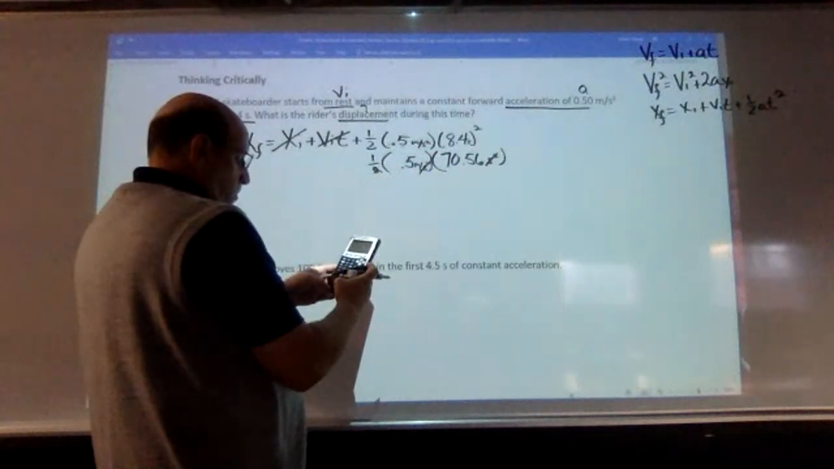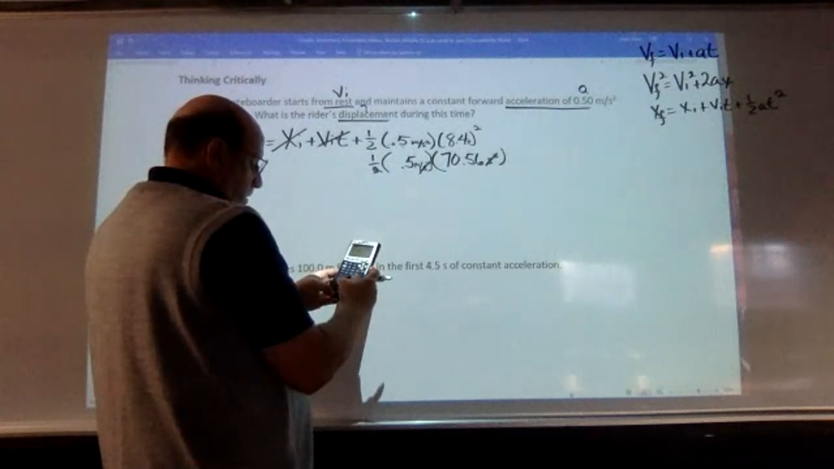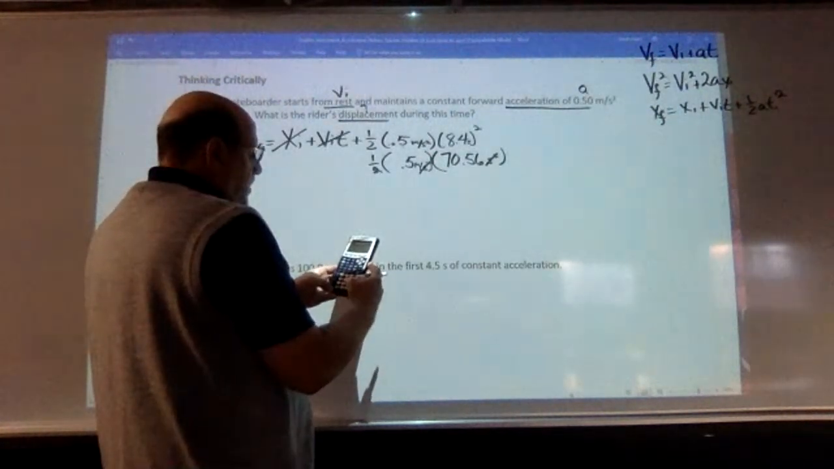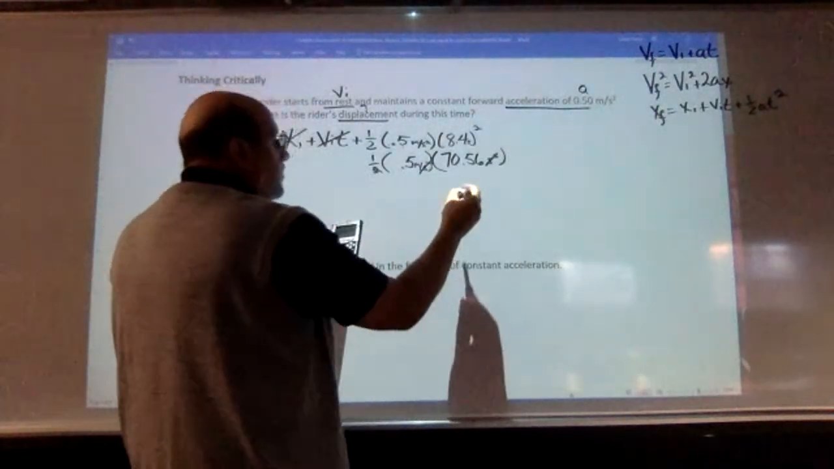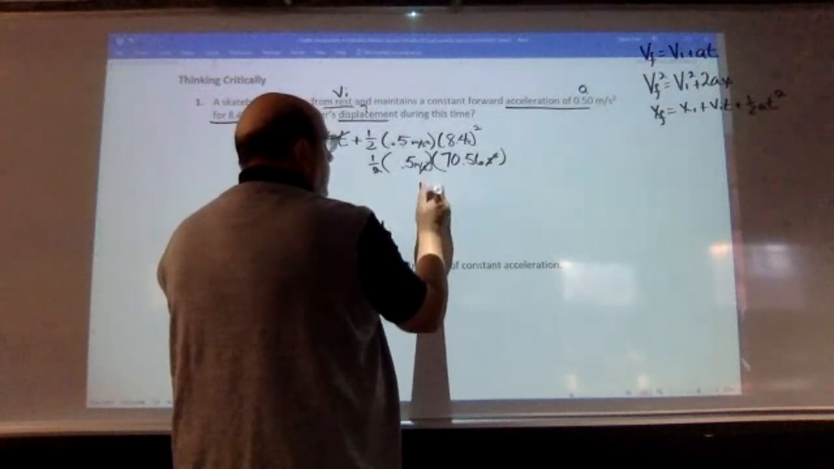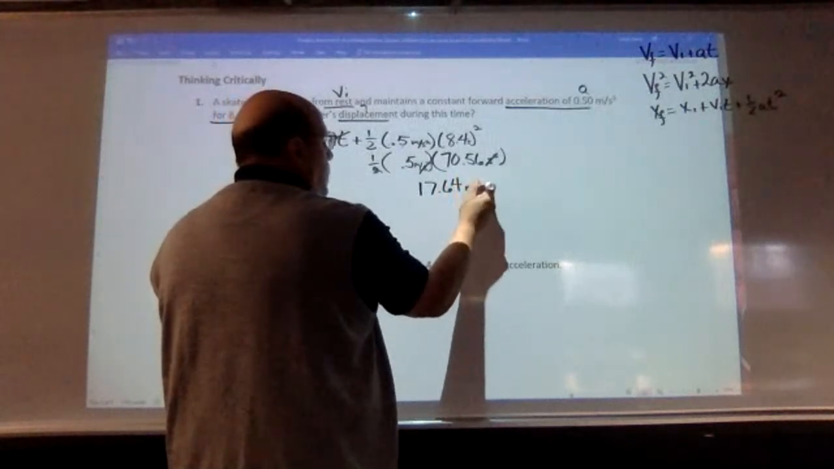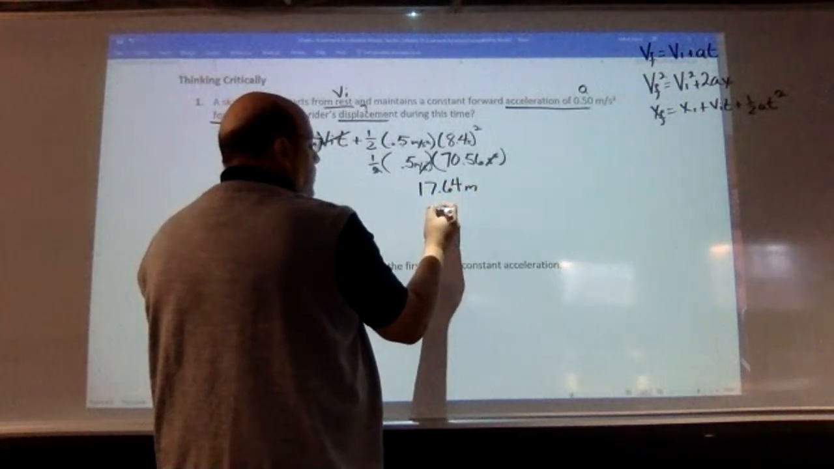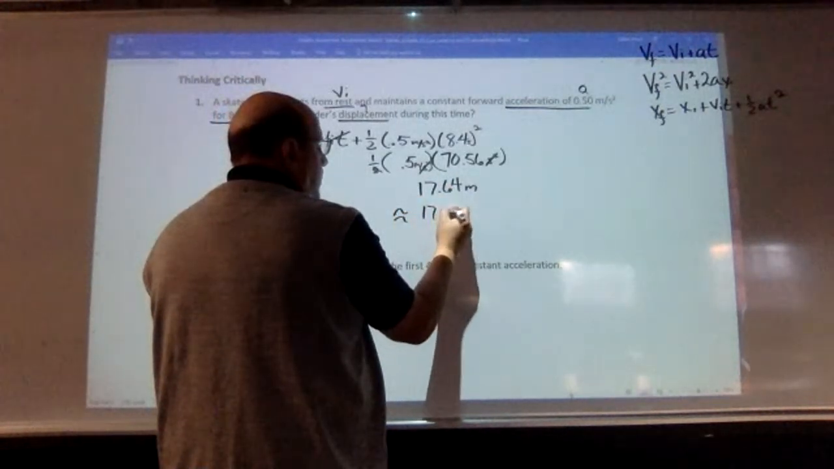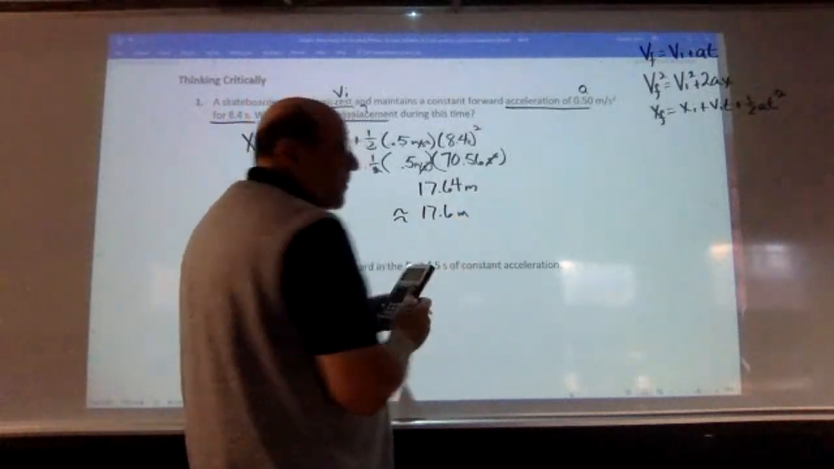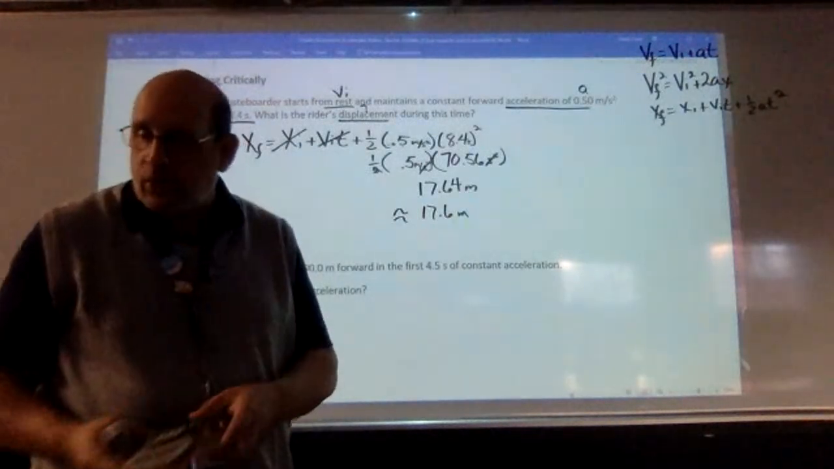So 0.5 times 0.5 times 70.56 gives me a grand total of 17.64 meters, and we can round this to about 17.6 meters. I'll have you round everything to 1 decimal place. All right, so that's the first one.